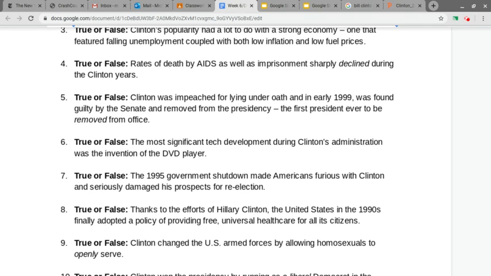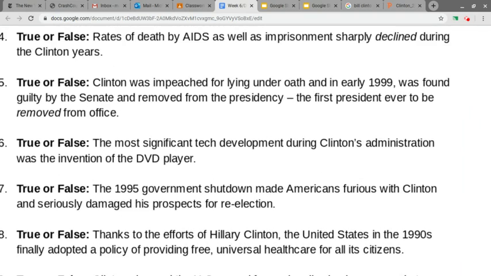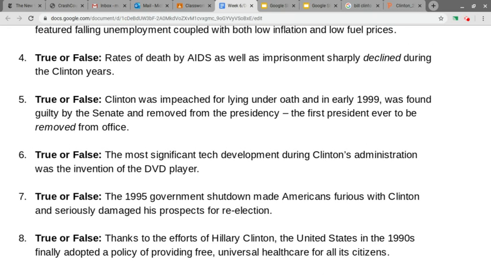True or false? Rates of death by AIDS as well as imprisonment sharply declined. No, remember, the AIDS epidemic continued, and imprisonment skyrocketed. And of course, that imprisonment was disproportionately African American.